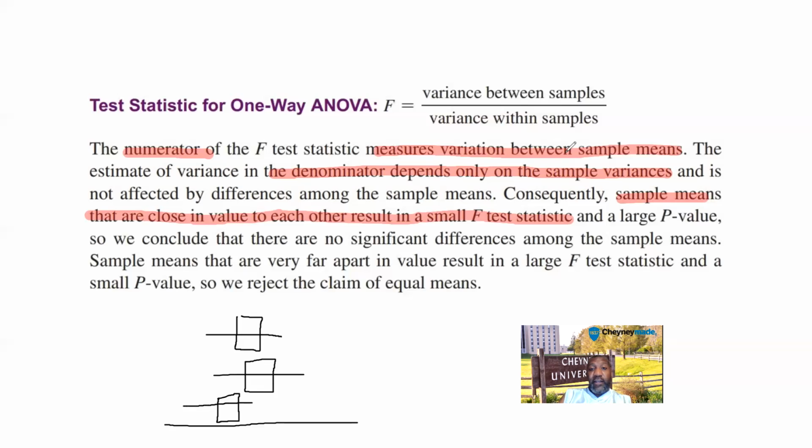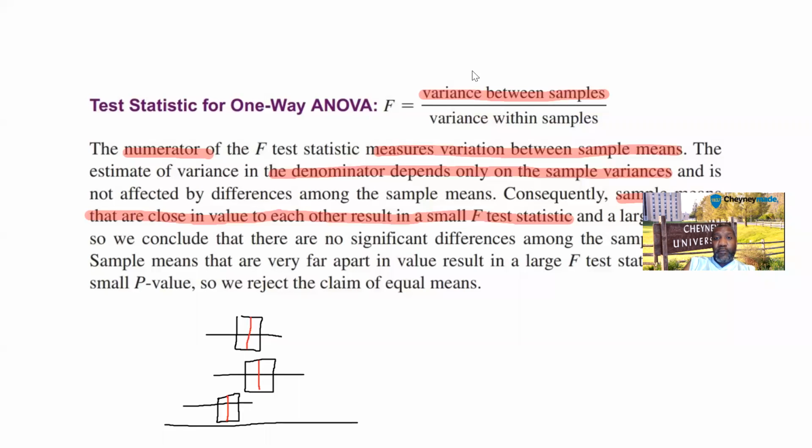Okay, the numerator is looking at the variation between sample means, right? So the sample mean is always right there, smack in the middle. I should have made this a different color. The sample mean is always in the middle of a box plot, right? So these lines right here are the sample means. So when I look at the numerator of this F value, I am comparing this mean to that mean and this mean, right? The variation between those samples. That's not a big difference, right? So as a result, we're going to assume this.